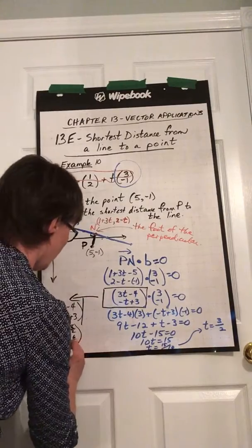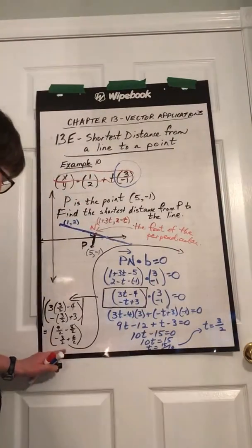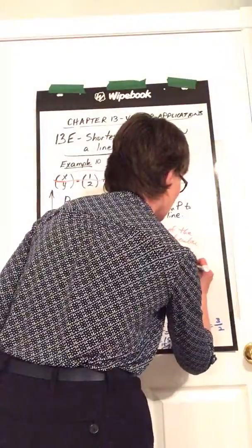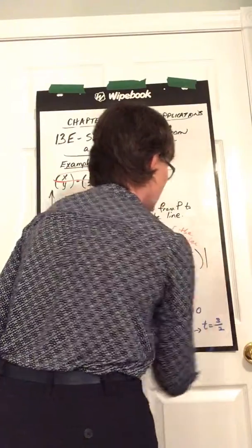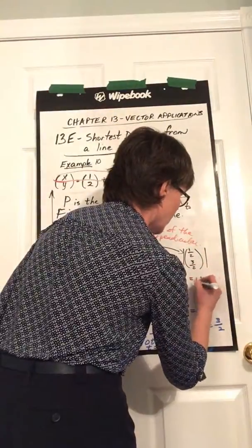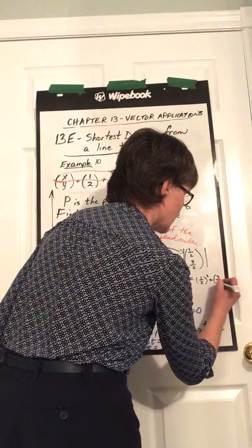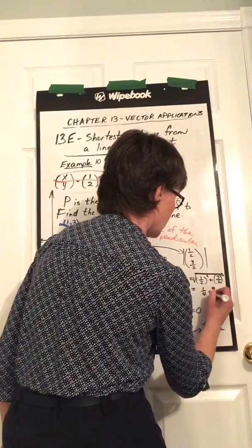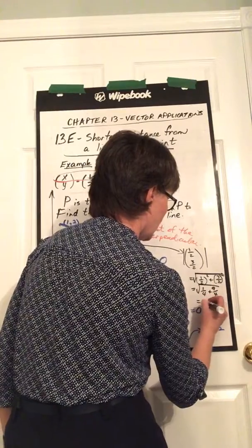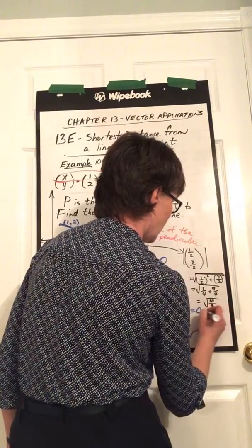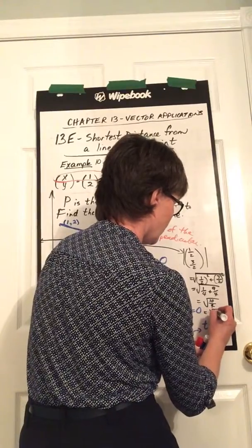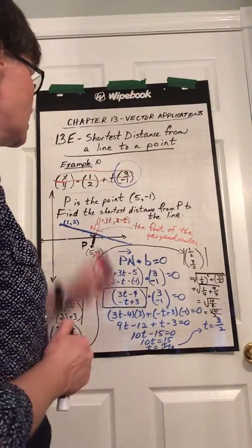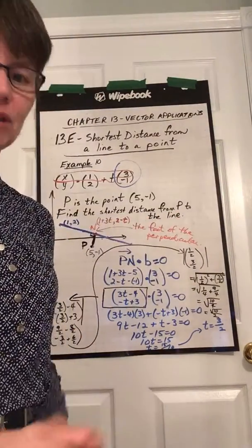I'm going to bring that way over here. Sorry about the messiness. Here we go. That's 1/2 and 3 over 2. That's the vector PN. We now have to find how long that is. 1/2 squared plus 3/2 squared, all square rooted, equals root of 10 over 4, or root 10 over 2. And that is the distance. Root 10 over 2 is the shortest distance from P to the line.